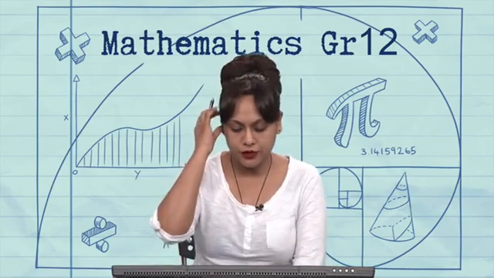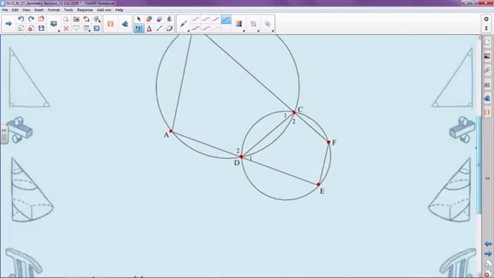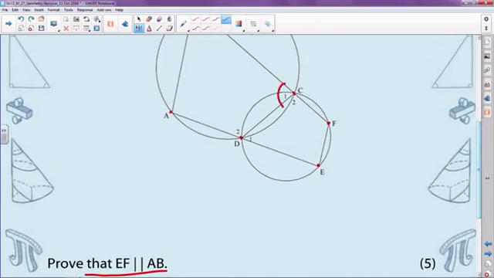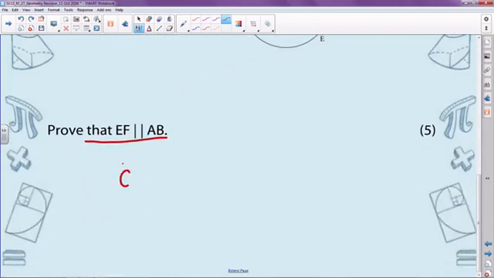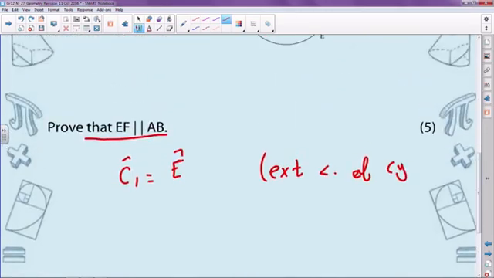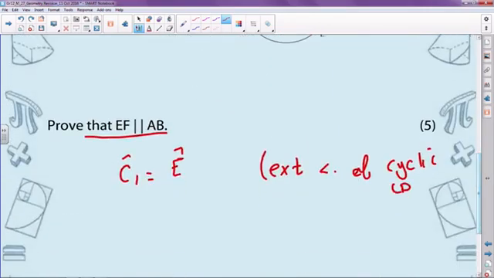So we start our proof like this. We're trying to prove that AB is parallel to EF, and I look at the information I've been given and make the following statement. I know that angle C1 is equal to angle E. How do I know that? Angle C1 is the exterior angle of cyclic quad CDEF. I'm going to abbreviate quite a bit here because I don't want to run out of time. So I know C1 is equal to E.